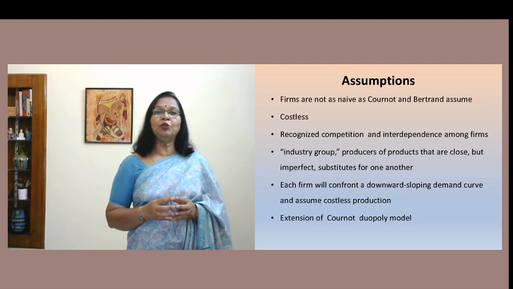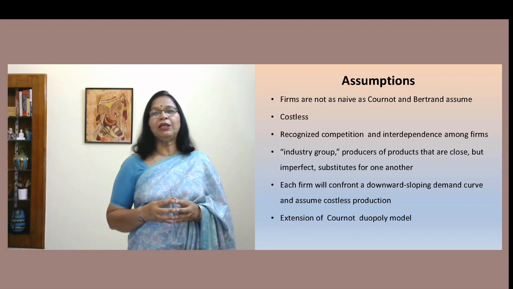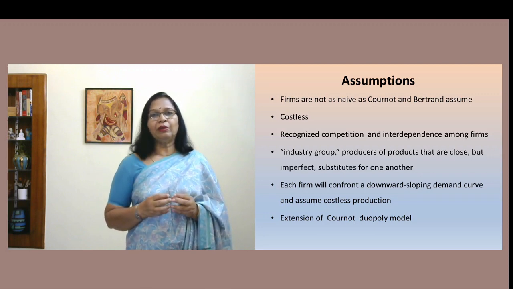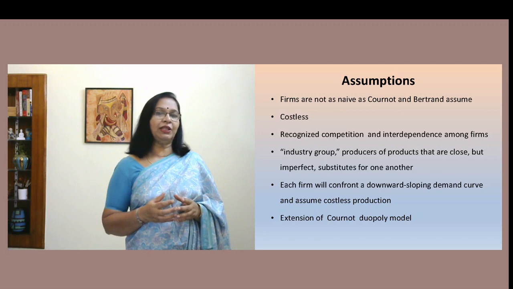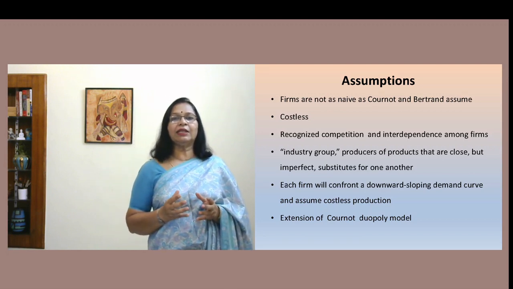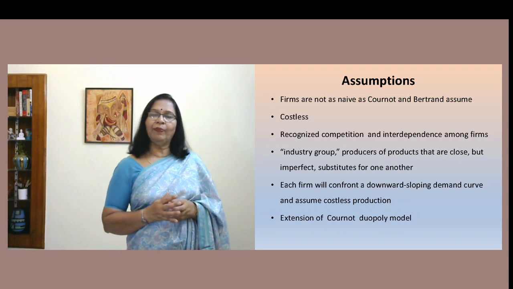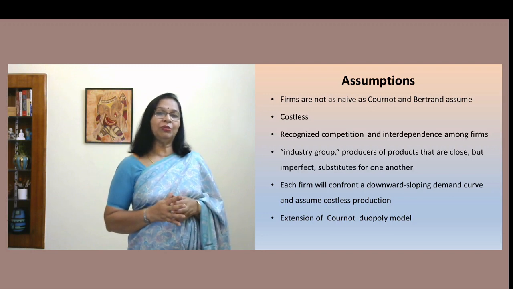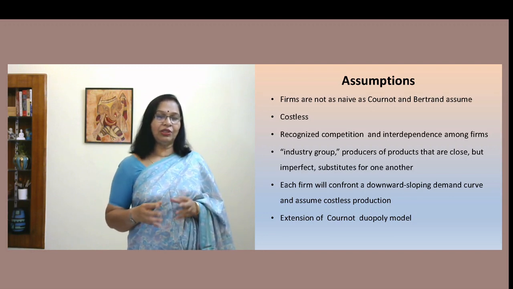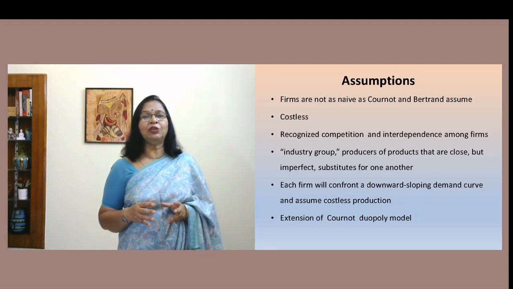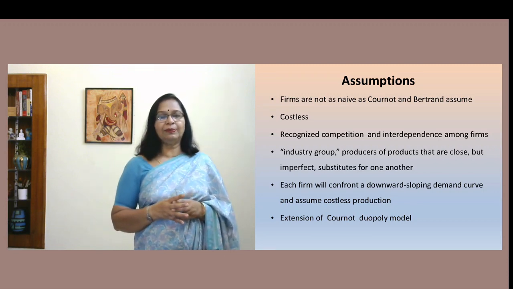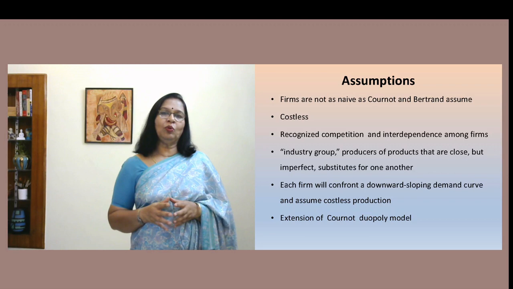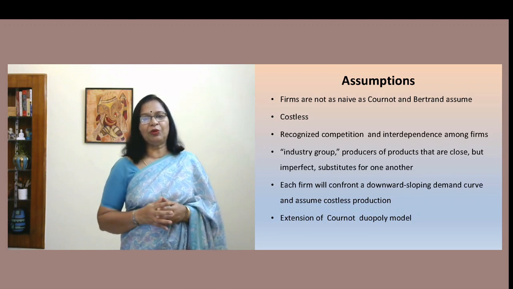He also introduces a new concept of industry group, which means that firms in that industry produce similar goods that are not perfect substitutes of each other, but are substitutes. There is some element of product differentiation in the goods the firms are producing. Remember, in the Cournot and Bertrand models, the products are homogeneous. So there is now a change from that idea to show that products are not homogeneous. And like the other models, there is a downward sloping demand curve and costless production.